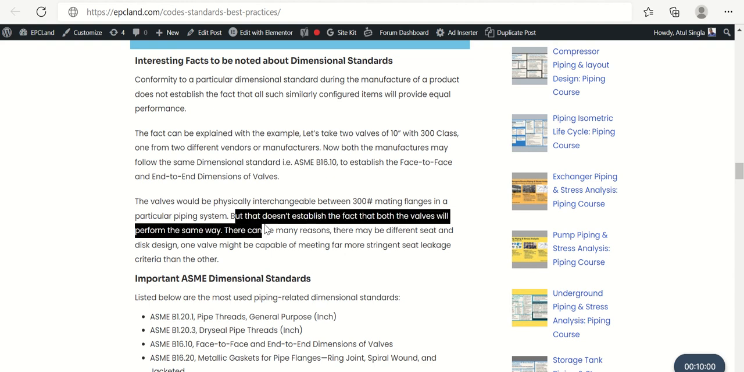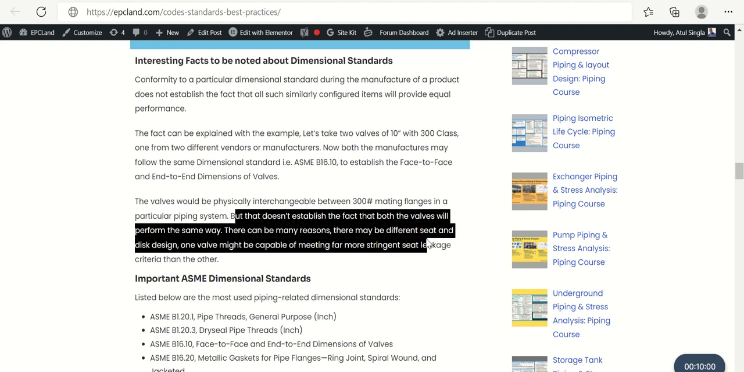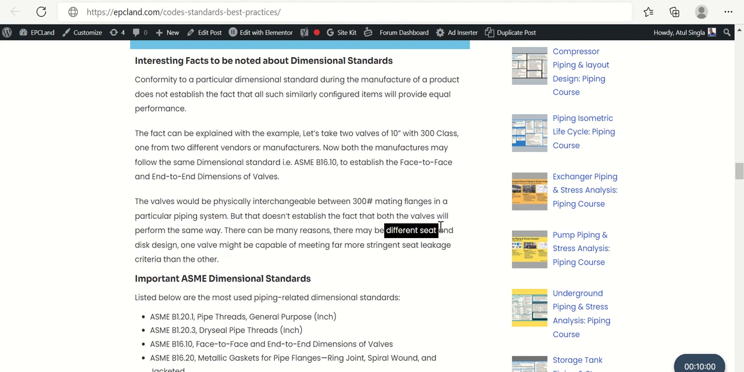The reason is there may be many other items which are associated with the valves, right? For example, there can be a different seat, the disc design may be different, one valve might be capable of meeting more stringent requirements and seat leakage criteria than the other. So although these two manufacturers are referring to the same dimensional standards, still the performance of these two valves can be different.